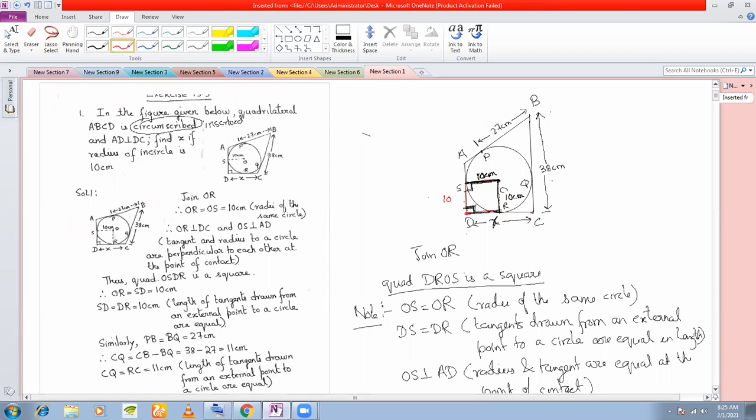Yes, sir. Now see that if I draw tangents DS and DR from the external point D, then this is the length of the tangent and this is also the length of the tangent, right? Fine. Now if these two are lengths of the tangent and this is 10 centimeters, this must also be 10 centimeters because tangents drawn to a circle from an external point are equal in length.